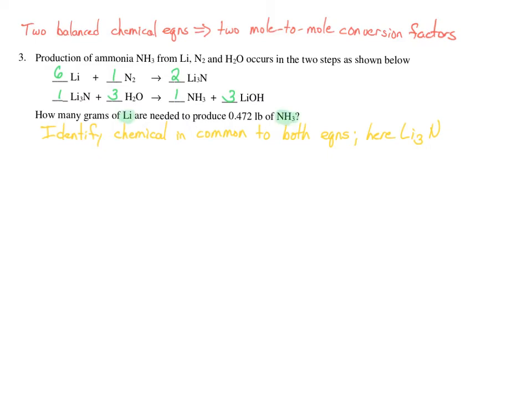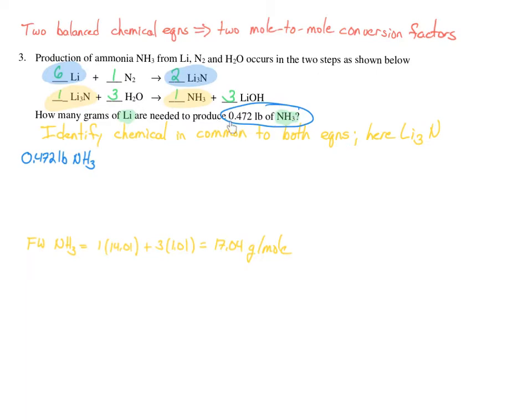If we look at our first balanced chemical equation, we see we can relate lithium to our common chemical, lithium nitride, and in the second balanced chemical equation, we can relate lithium nitride to ammonia. So we're going to have two mole-to-mole ratios. Okay, we again go back to the question statement, and this is our measured number.